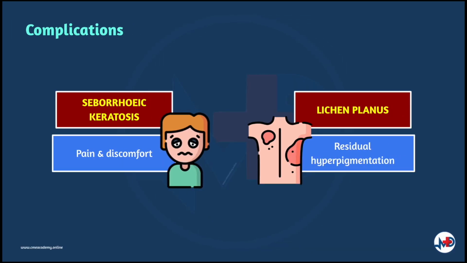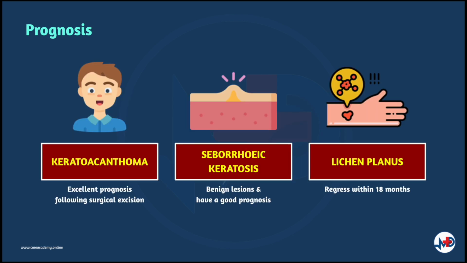Acute complications of seborrheic keratosis are pain and discomfort. Chronic lichen planus can cause residual hyperpigmentation. Keratoacanthoma has an excellent prognosis following surgical excision. As seborrheic keratosis is a benign lesion, it has a good prognosis too. Lichen planus often regresses within 18 months.